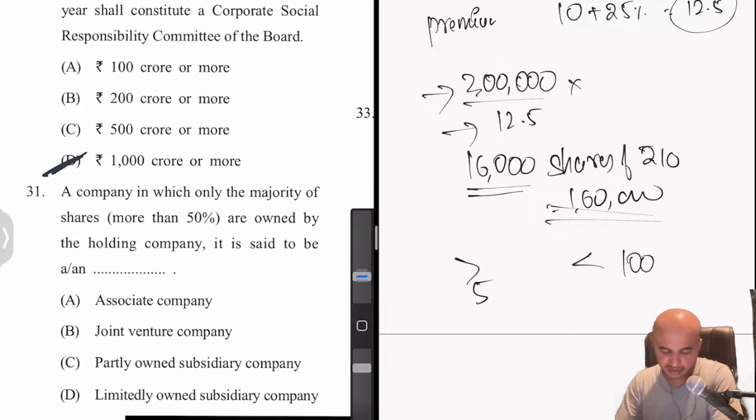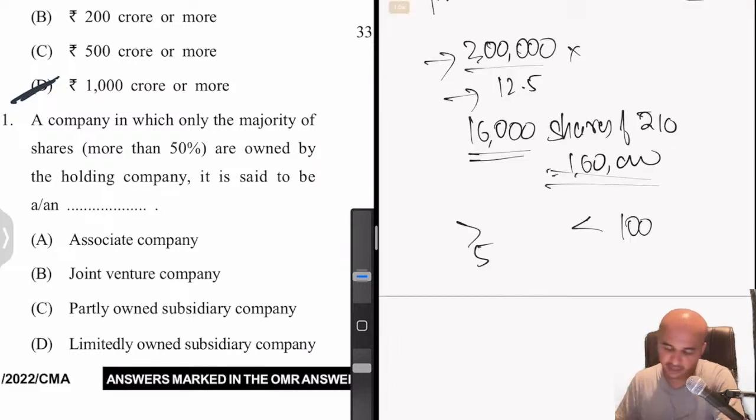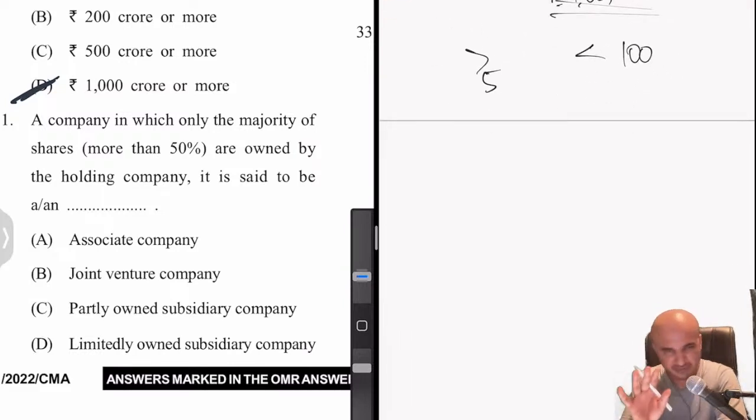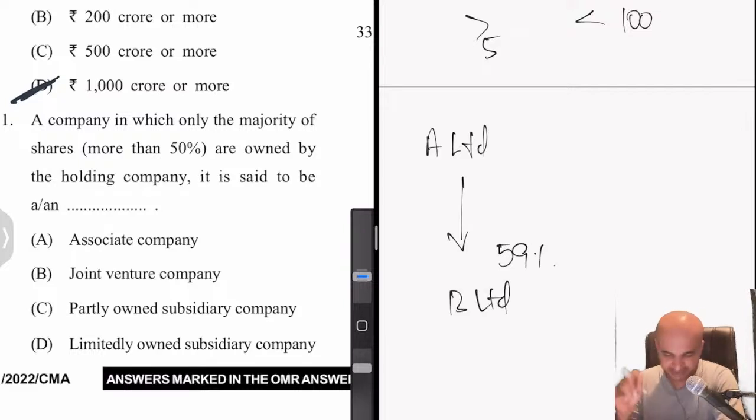Okay. Next. Company in which only majority of the shares are owned by the holding company, it is said to be dash. This question is not properly framed actually. It's a very horribly framed question. I will tell you what exactly is the meaning. Assume there is a company called A Limited and it holds, let's say, 59% of shares of B Limited. Now, this is the question.